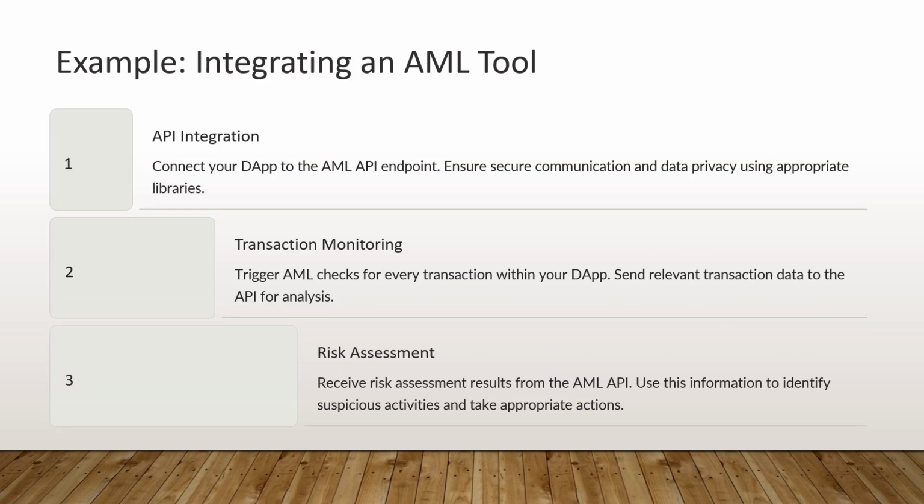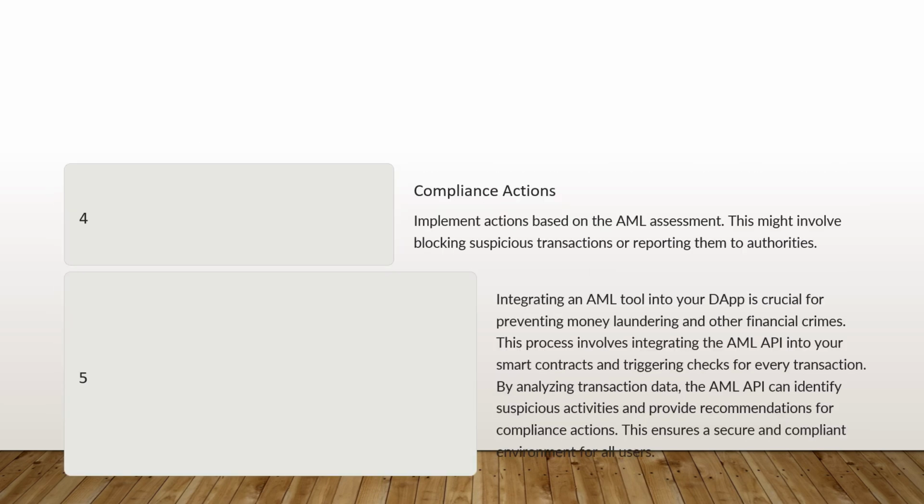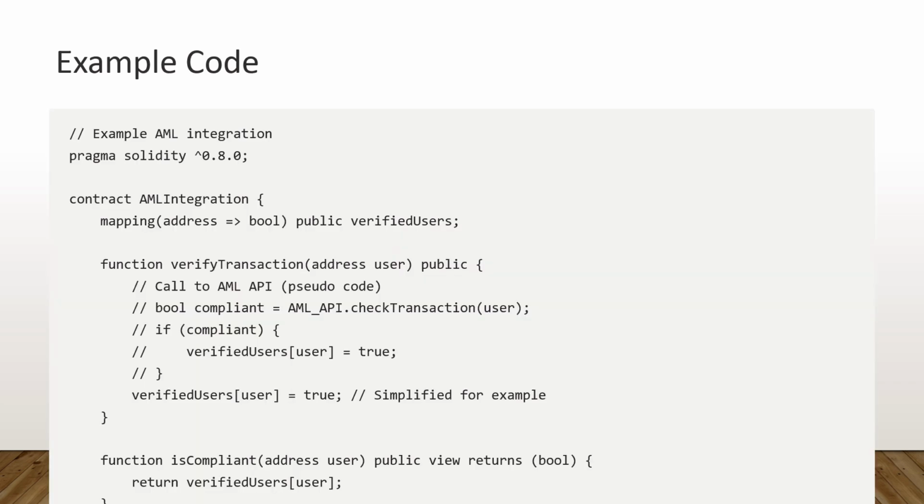So now we will look at a code snippet for AML in which we will use an API. This is the code snippet for the AML, which is the anti-money laundering tool. In this example, we can see how an AML tool can be integrated into a smart contract. The process involves verifying transactions through an AML API. The verifyTransaction function simulates this verification by setting the user as compliant, while the isCompliant function checks the user's compliance status. This approach helps developers identify and mitigate potential financial risks, ensuring the transactions within the DApp adhere to regulatory standards.